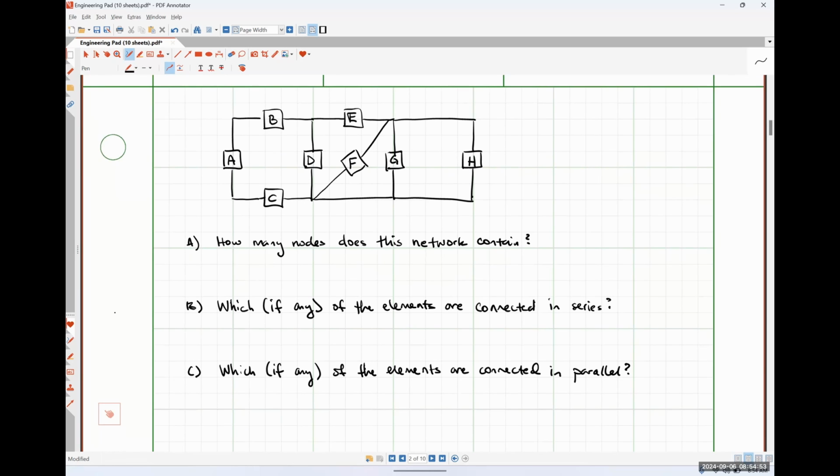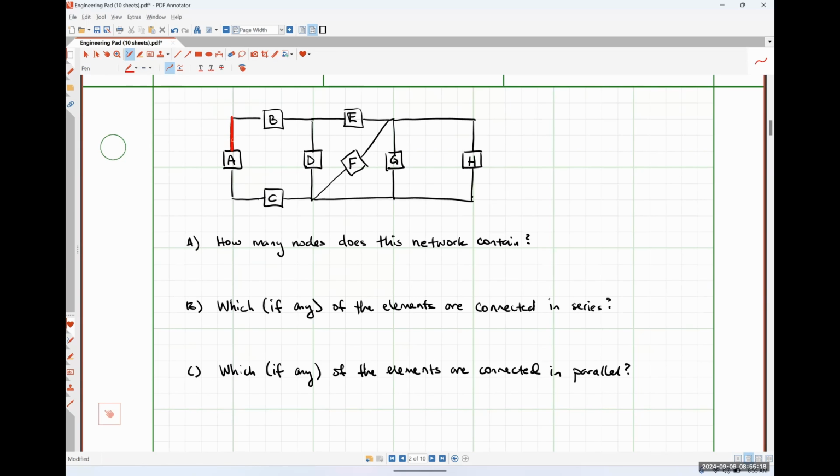So would anyone care to volunteer? I hesitate to call it a guess, but would anyone care to volunteer their opinion on how many nodes this network contains? Yes. 5. I agree with that completely. So let's take a moment here and just go through the process of identifying those 5 nodes.